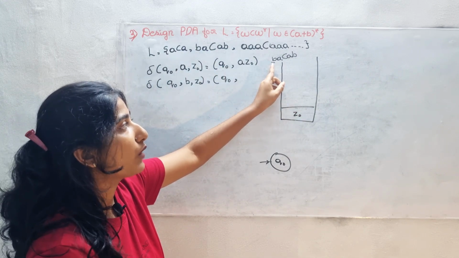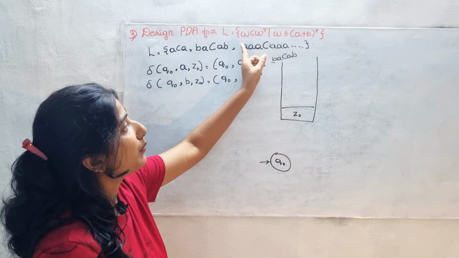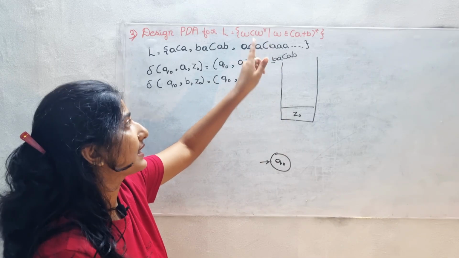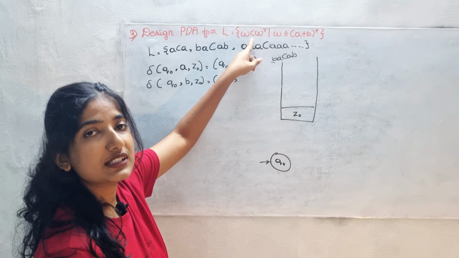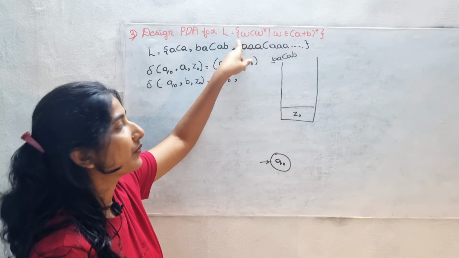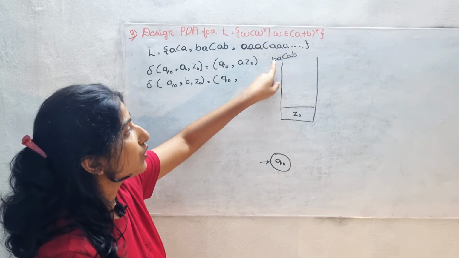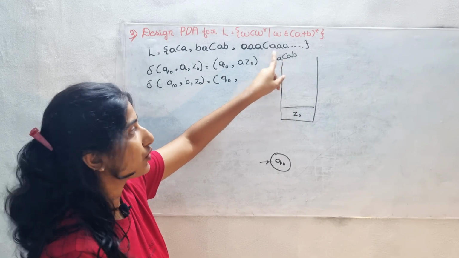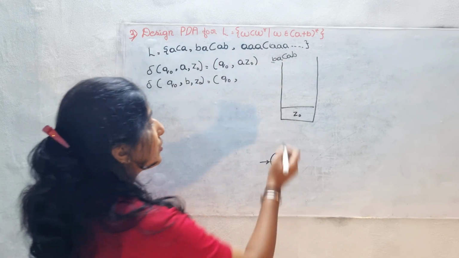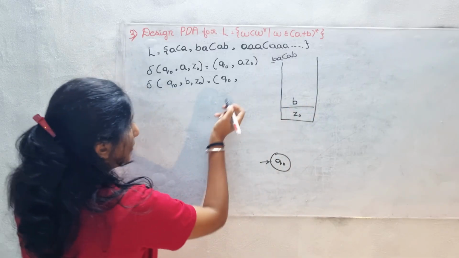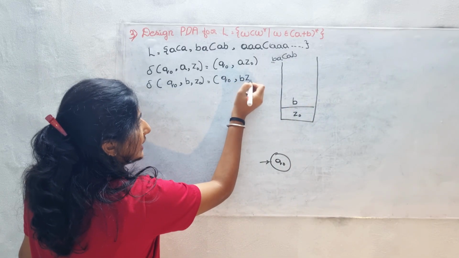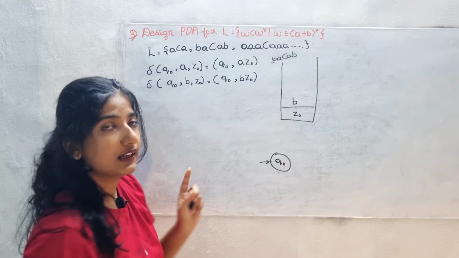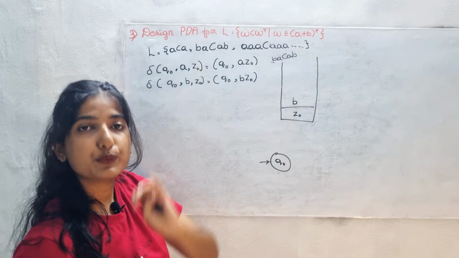How do we know whether to push or pop? In this wcwᴿ it is very easy. We have to push the elements that are before this C. So I got this B and I have C here, so I have to push this B. So it will become B, Z0. Clear? For two options I pushed.